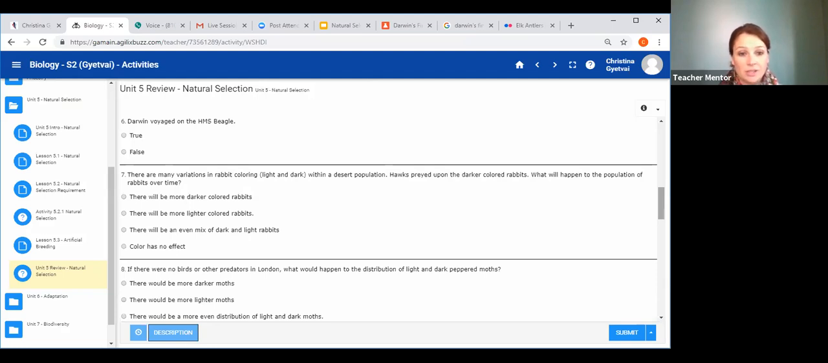Okay, number 7. There are many variations in rabbit coloring, light and dark, within a desert population. Hawks prey upon the darker colored rabbits. What will happen to the population of rabbits over time? There will be more darker colored rabbits, there will be more lighter colored rabbits, there will be an even mix of dark and light rabbits, or color has no effect.